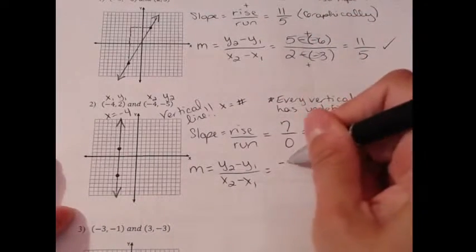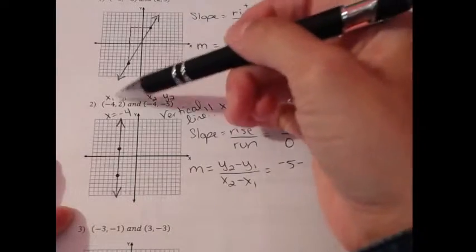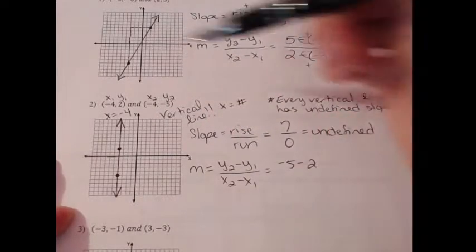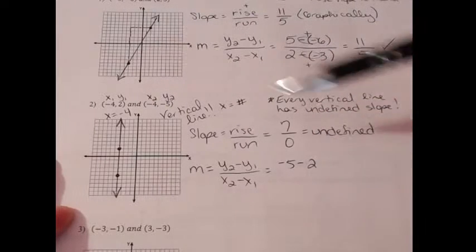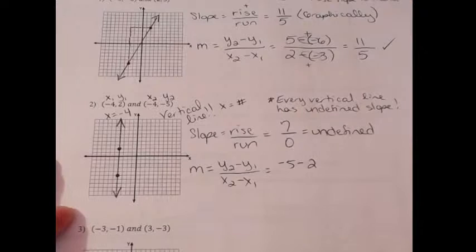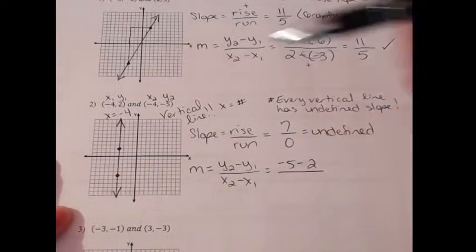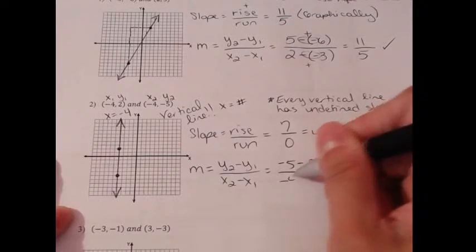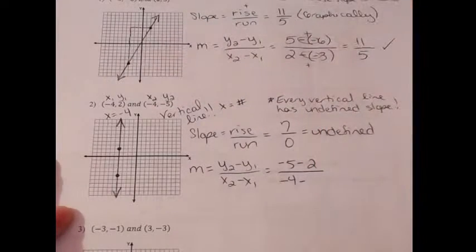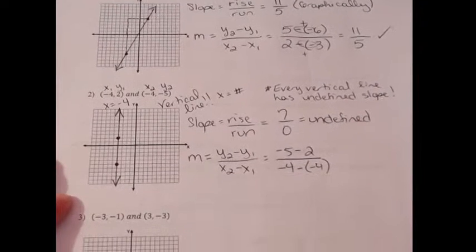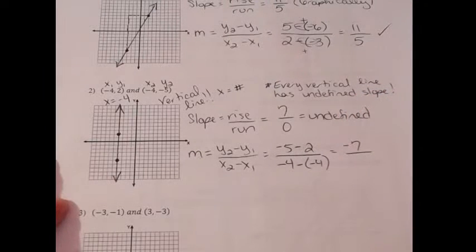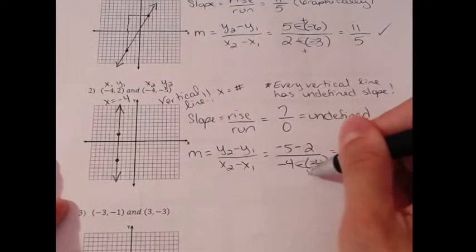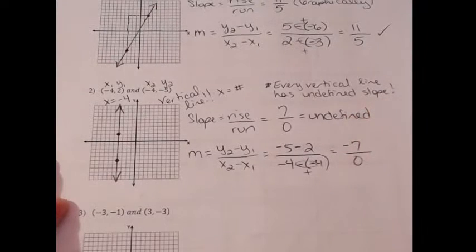y2 is negative 5 minus y1 is 2. Notice here that 2 is positive, so I didn't have to write a set of parentheses around that 2 because I wasn't worried about a double sign. Over x2, which is negative 4, minus x1, which is also negative 4. So this time I use parentheses. Negative 5 minus 2 is negative 7. And then negative 4 plus 4 is 0.